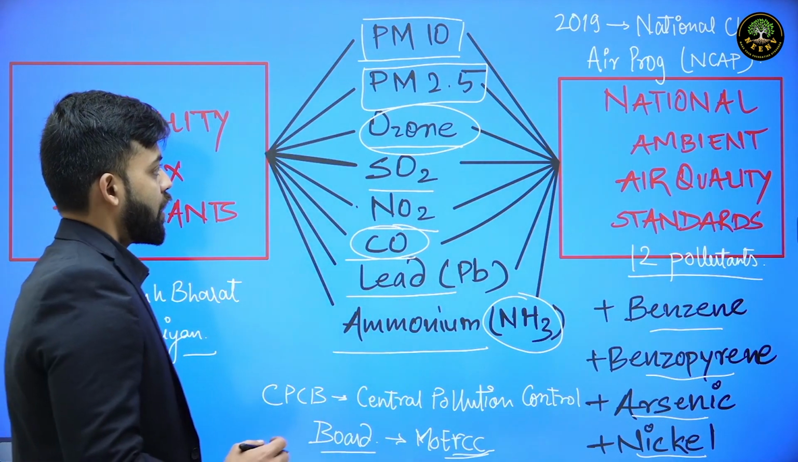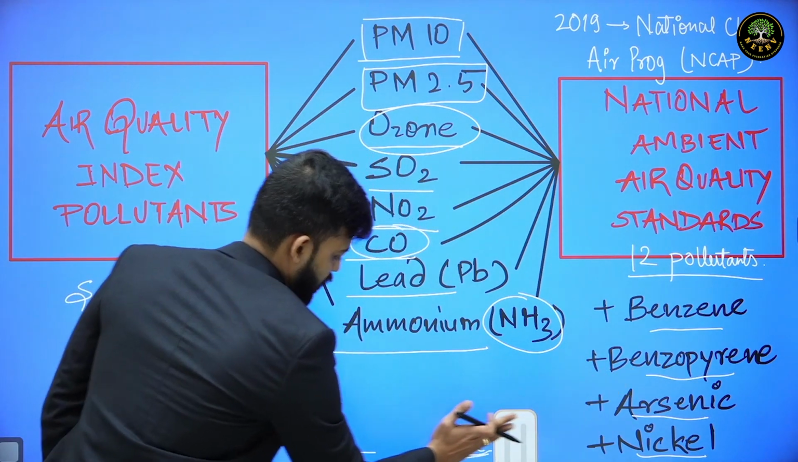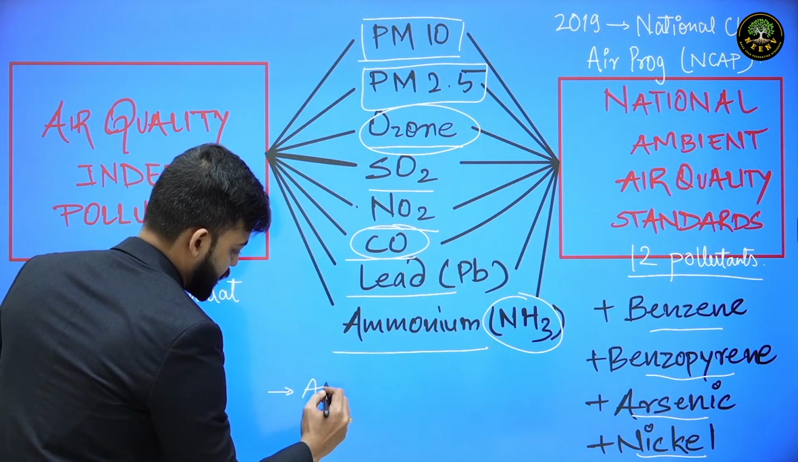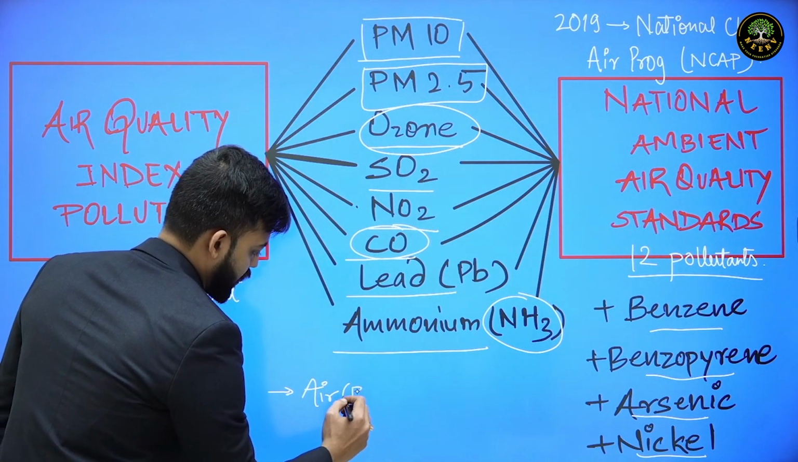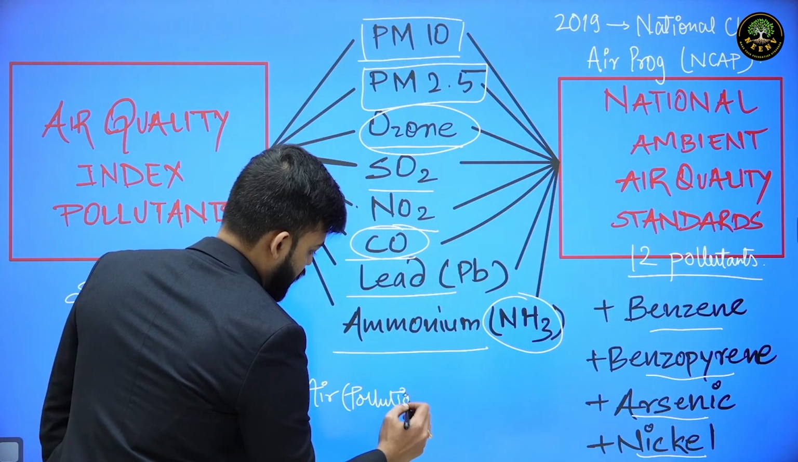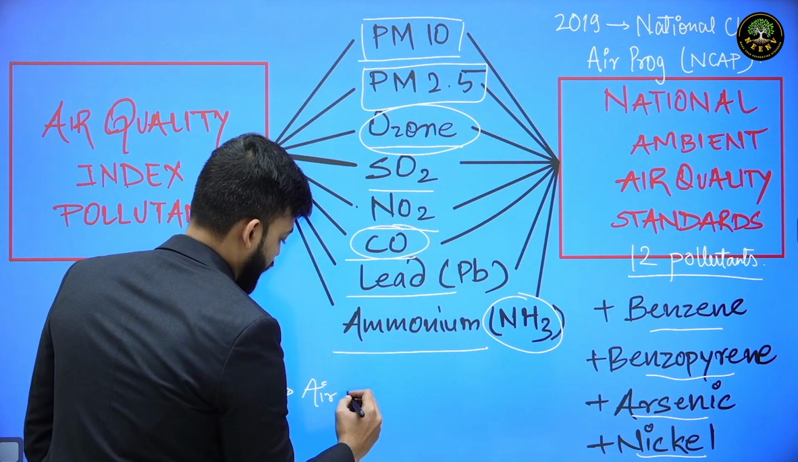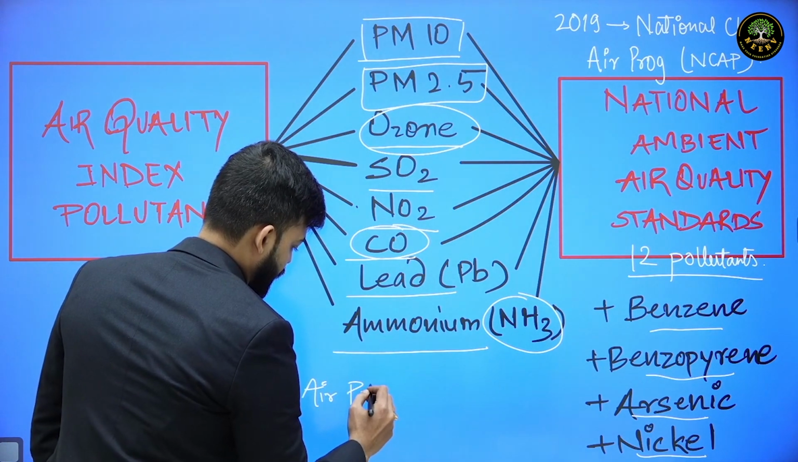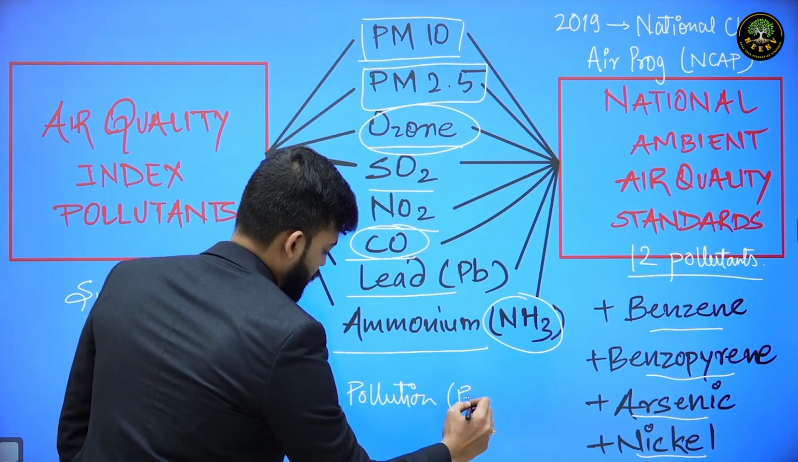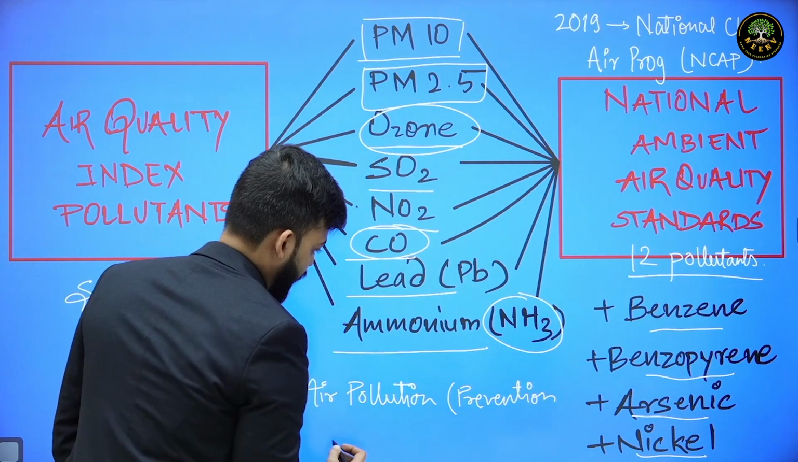So these pollutants are formed under the Air Pollution Prevention and Control Act of 1981, or simply the Air Pollution Act of 1981.